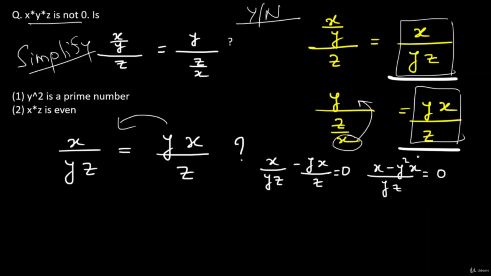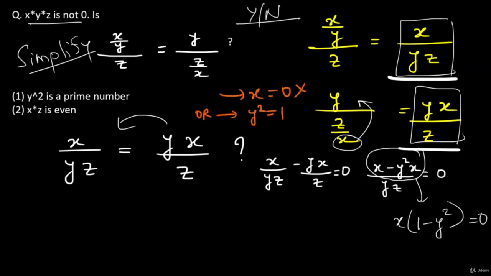It will be equal to 0 when the numerator, that is x minus y square x, is equal to 0. And when will this be true? It will be true when x is equal to 0 or y square is equal to 1, right? How do you do that? Over here you can take out x. The numerator becomes x into 1 minus y square, and this has to be 0. This will be 0 when either x is equal to 0 or y square is equal to 1.